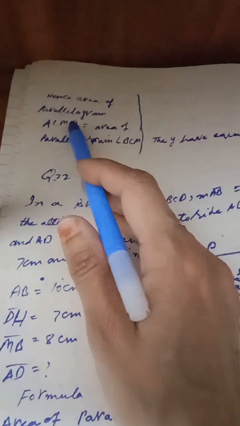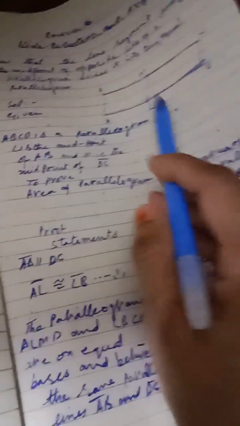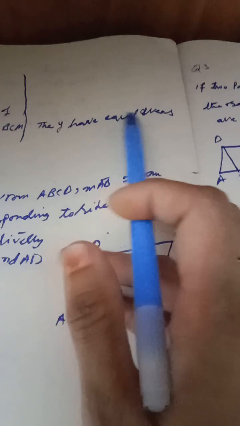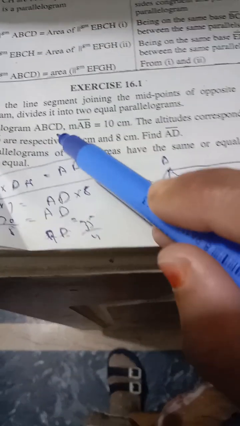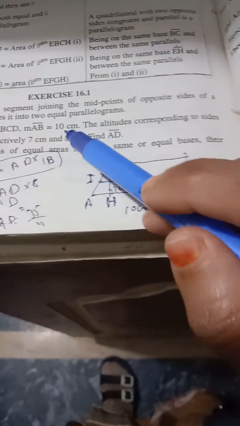From equation 1, AL is congruent to LB, and similarly DM is congruent to MC. So parallelogram ALMD is congruent to LBMC. They have equal area.